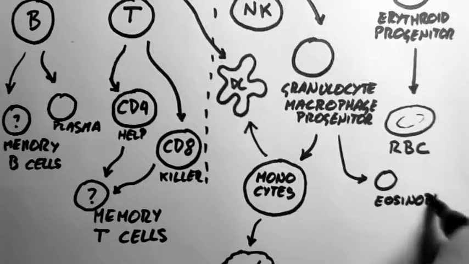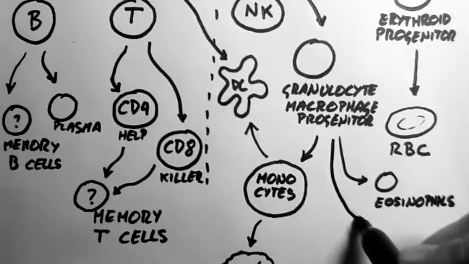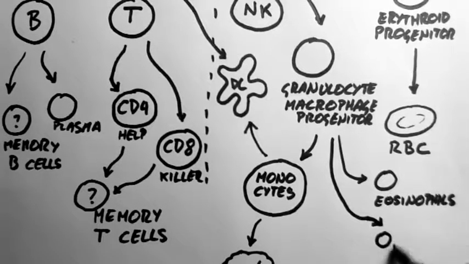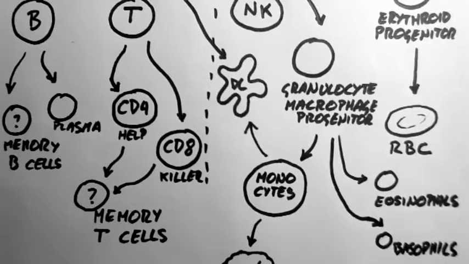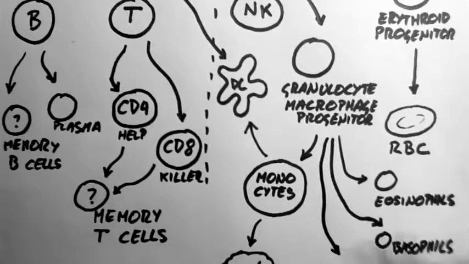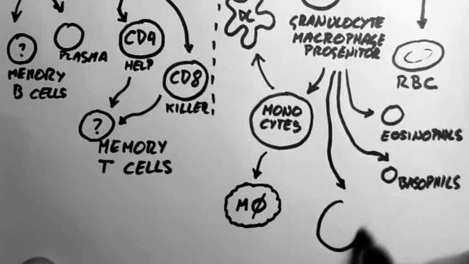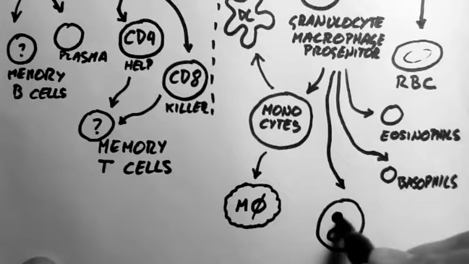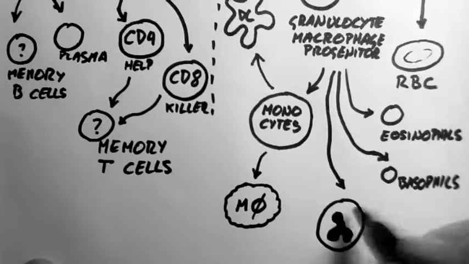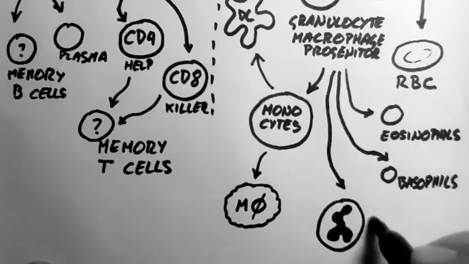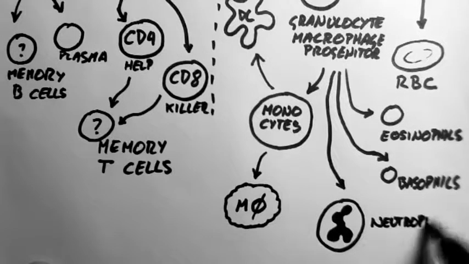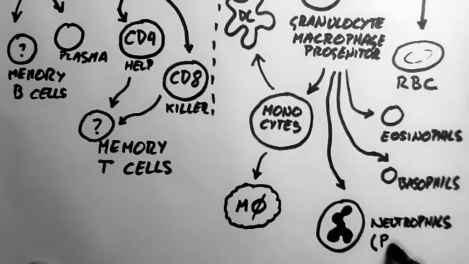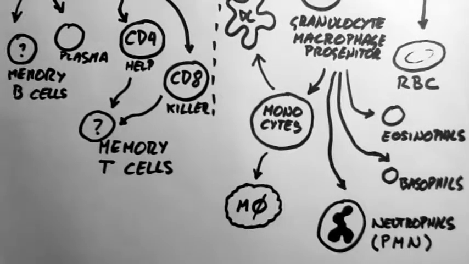They can also form a type of cell called eosinophils, and another called basophils. And another very important one called a neutrophil, or a polymorphonucleocyte, which is often abbreviated PMN. And these are very important in the acute stage of certain infections. And that's an overview of the cells of the immune system.